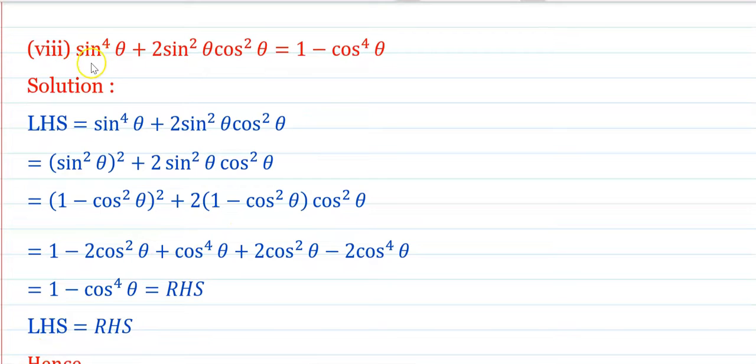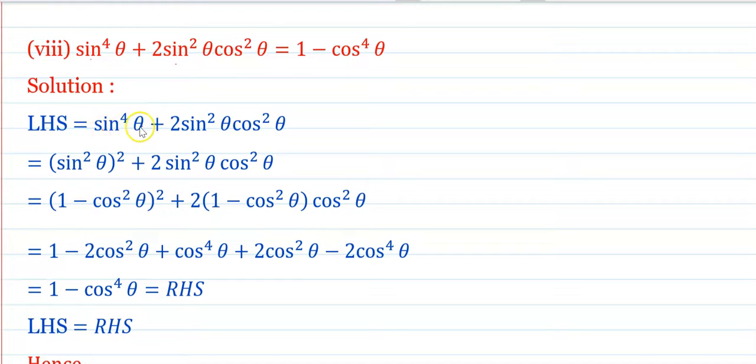Now the problem number 8. Sin theta raised to 4 plus 2 times sin square theta into cos square theta is equal to 1 minus cos theta raised to 4. Now here we again consider the LHS. आपल्याला RHS मध्ये सगळे cosच्या टर्म्स आहेत इथे, that is 1 minus cos theta raised to 4. म्हणून LHS मध्ये जिथे आपल्याला साइनच्या टर्म्स आहेत ते आपण cos मध्ये कन्वर्ट करणार.